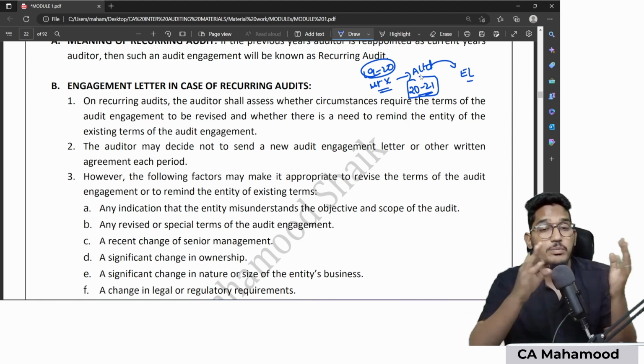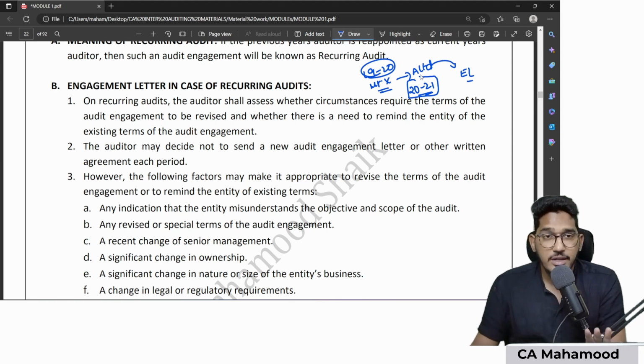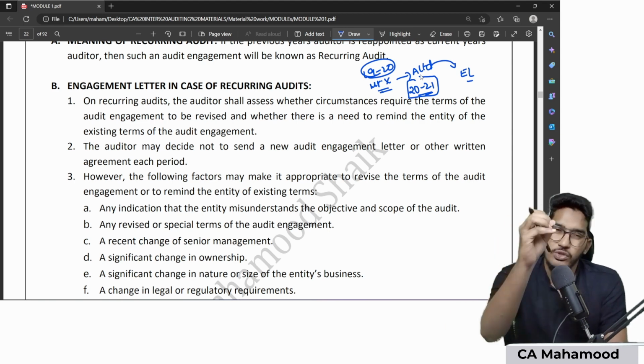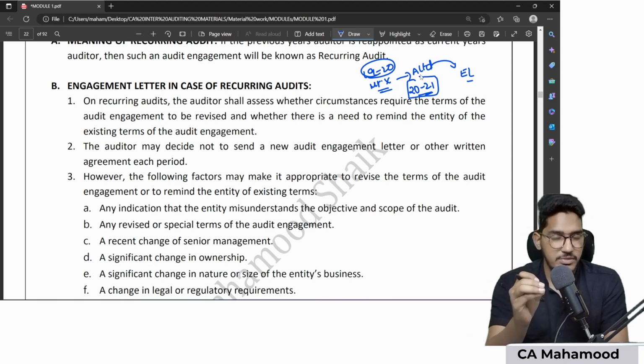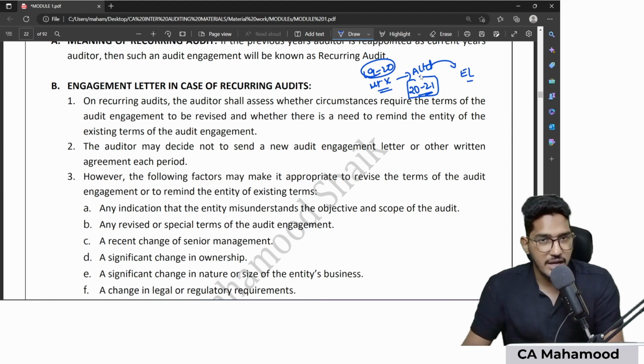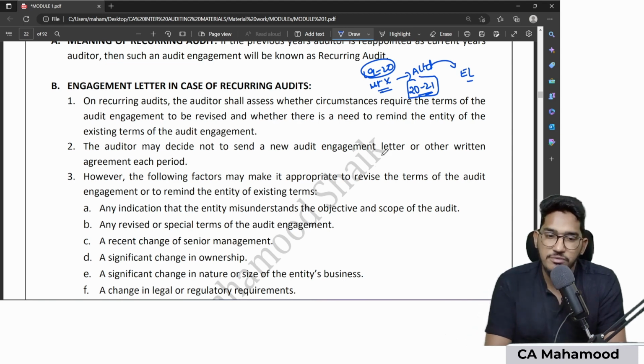The standard does not make it mandatory. They have left it to the choice of the auditor. Boss, you decide, we don't want to interfere. Depending on the facts and circumstances, let the auditor himself decide, in the case of a recurring audit, whether to give the engagement letter or not. But the standard is not making it mandatory. It has been left to the choice of the auditor.